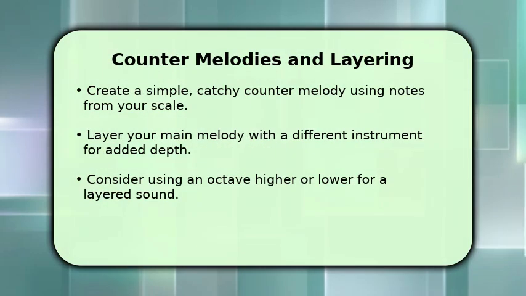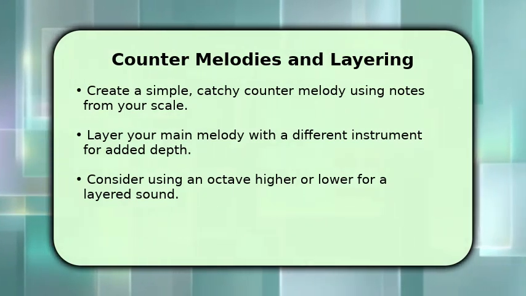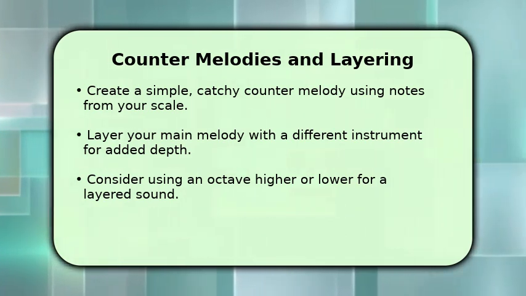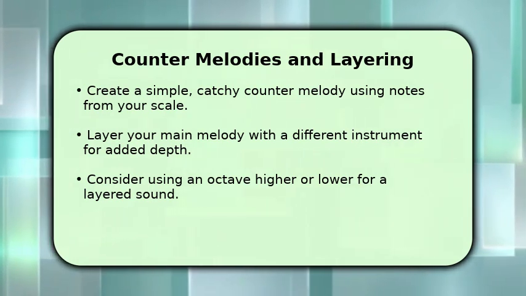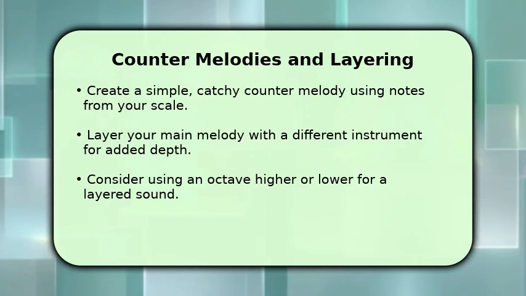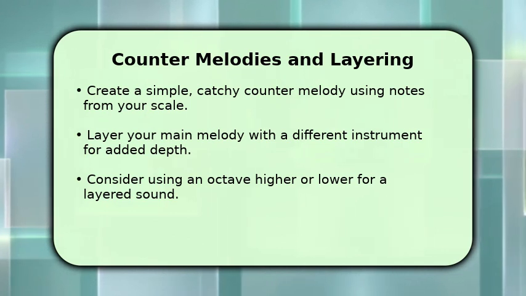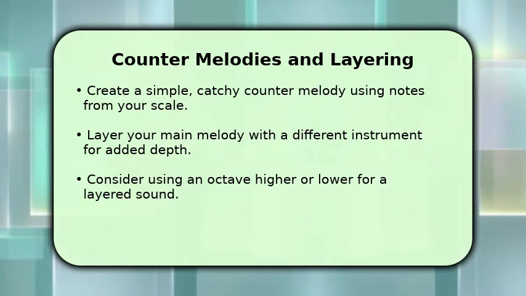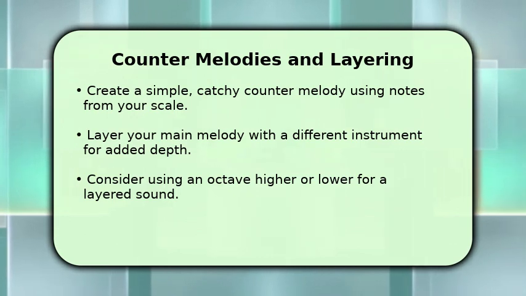To make your melody truly stand out, we need to introduce counter melodies and intelligent layering. Develop a simple, yet memorable counter melody that complements your main chord progression, using only notes from your established scale. This secondary line adds interest without clashing. Next, layer your primary melody with a different instrument, perhaps a synth pad or a bell, to give it more body and texture. Try playing the layered instrument an octave higher or lower to create a wider, more expansive sound.